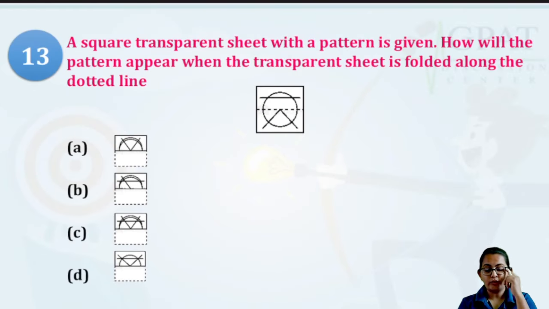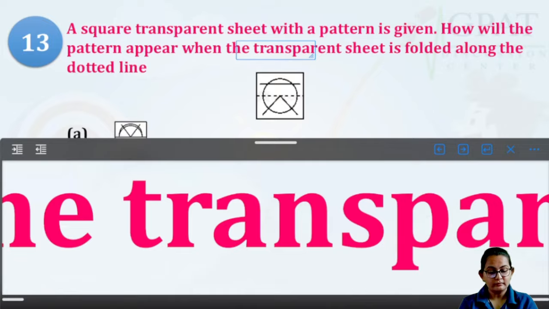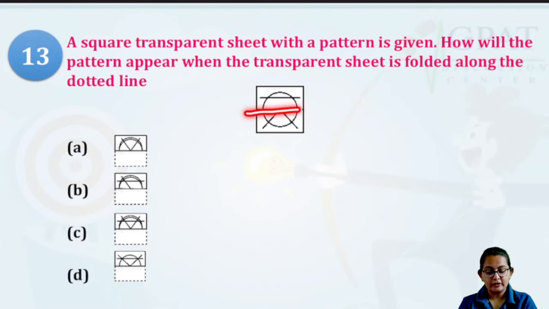The next is a square transparent sheet is given. How will the pattern appear when the transparent sheet is folded along the dotted line? So this is the dotted line you can see. Just a minute. Yeah, this is the dotted line you can see and you have to fold it across. Okay. How do I get to know that you have to fold it in this upward manner and not in a downward manner? By looking at the options, I get to know that you have to fold it in an upright manner.